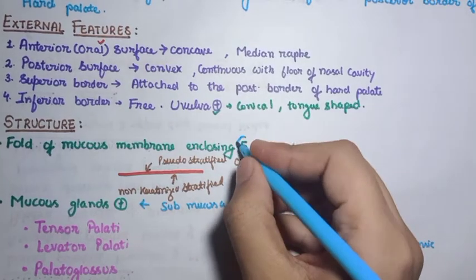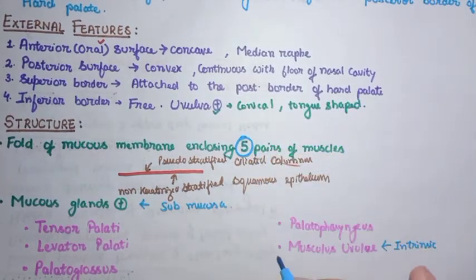So we have 5 pairs of muscles. The trick to remember is "tell mummy papa." Tell: tensor palati and levator palati. Mummy: musculus uvulae. And papa stands for palatoglossus and palatopharyngeus. This way you can easily remember the 5 pairs of muscles of the soft palate.